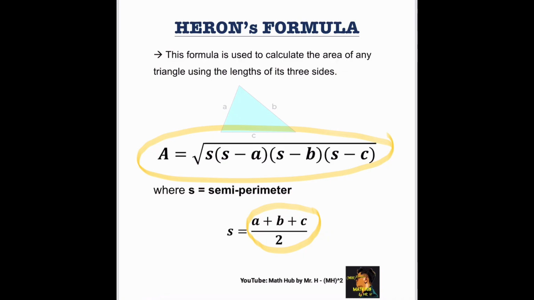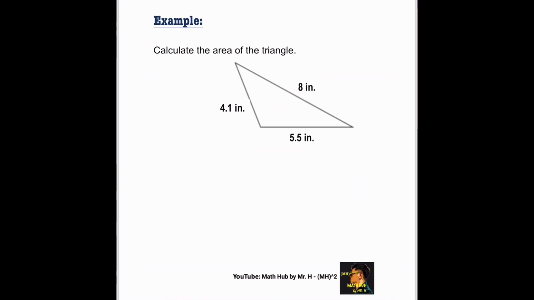To understand this further, let's have an example. Calculate the area of the given triangle. We were given the lengths of the three sides: 8 inches, 4.1 inches, and 5.5 inches.